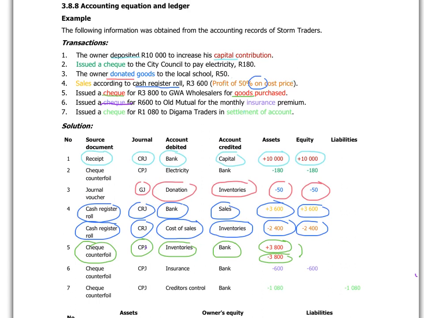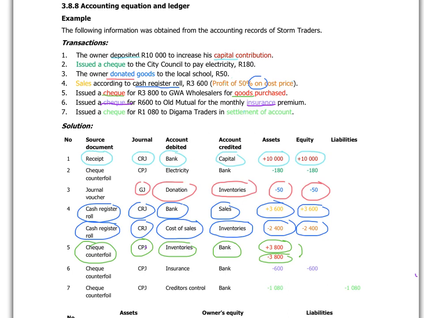And what do we pay? Insurance. Now remember, if you look at this sentence, they talk about insurance premium because that is what we call the amount that we pay to the insurance company every month. But the ledger account is only called insurance. So don't call the ledger account insurance premium. It must only be insurance.